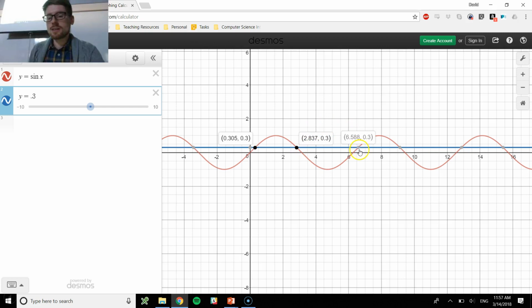And then how do I get this answer right here at 6.588? That one is coterminal to 0.305. And then how do I get this answer? That's 9.12. That's 2 pi more than this one, exactly. Very nice. And so we can keep going if we want to, but this is enough to see.